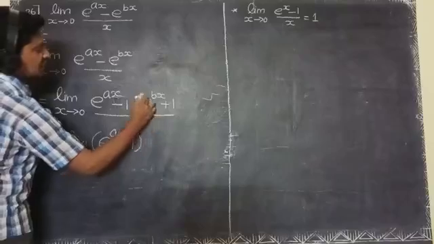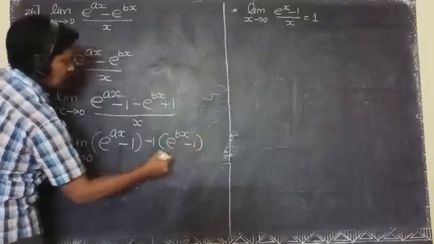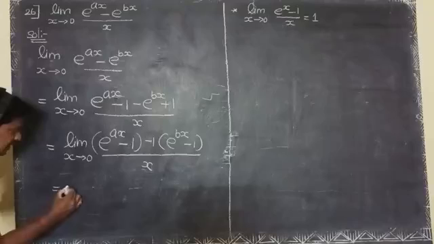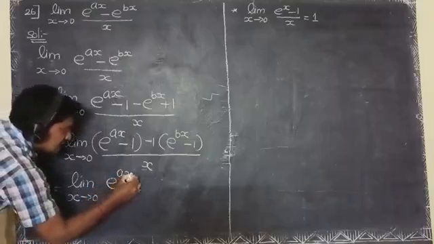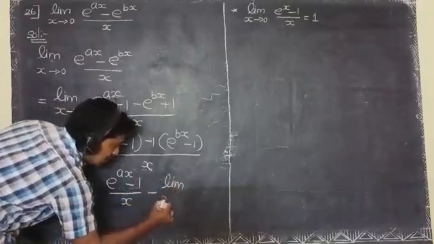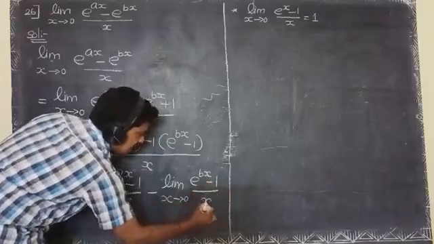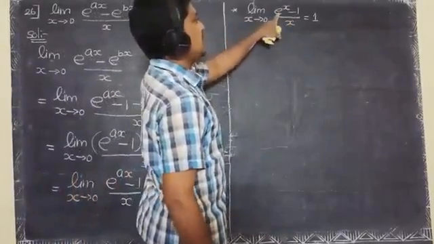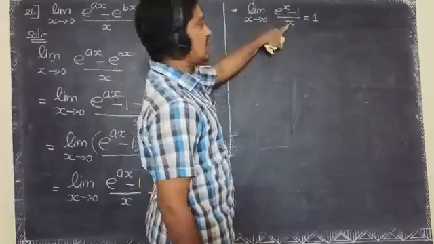Take outside minus 1 of these terms, that is (e^(bx) minus 1) divided by x. Now split into two terms: limit x approaches 0 of (e^(ax) minus 1) divided by x, minus limit x approaches 0 of (e^(bx) minus 1) divided by x. Comparing this structure: e^x means the denominator is like x, e^(2x) means the denominator is like 2x, and e^(x^2) means the denominator is like x^2.